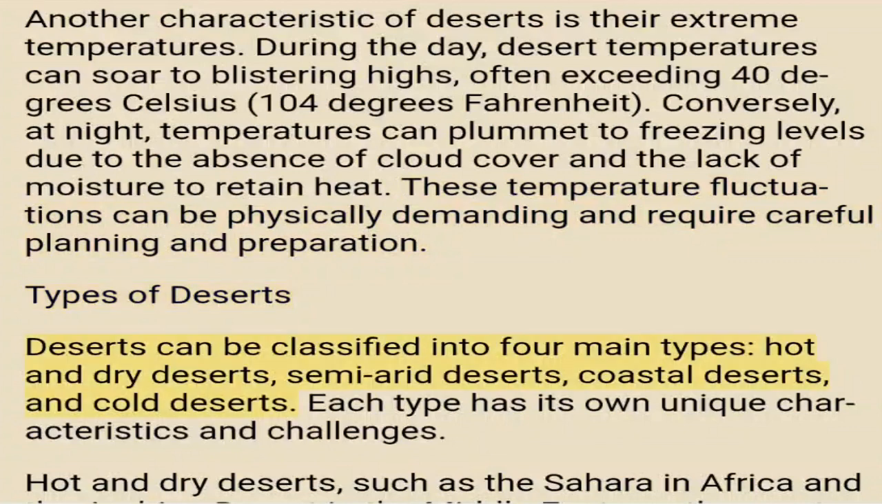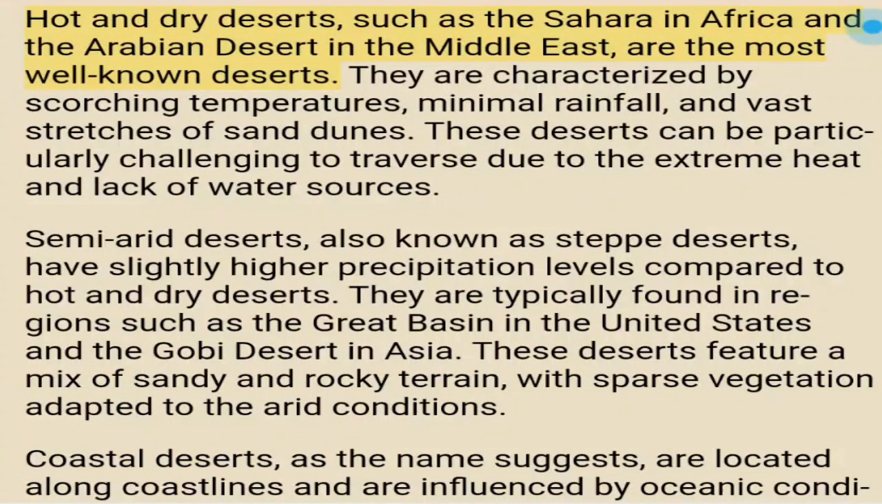Types of deserts. Deserts can be classified into 4 main types: hot and dry deserts, semi-arid deserts, coastal deserts, and cold deserts. Each type has its own unique characteristics and challenges. Hot and dry deserts, such as the Sahara in Africa and the Arabian Desert in the Middle East, are the most well-known deserts. They are characterized by scorching temperatures, minimal rainfall, and vast stretches of sand dunes. These deserts can be particularly challenging to traverse due to the extreme heat and lack of water sources.